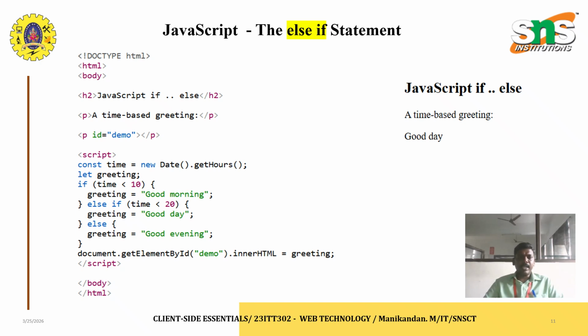For example, if the current time is 11, then the first condition is false. It enters the else if statement, the second condition. It will check whether 11 is less than 20. The condition becomes true, so it will execute statement 1, and a good day will be displayed here. If the value is greater than 20, the second condition becomes false, and it goes to the else statement and prints good evening.